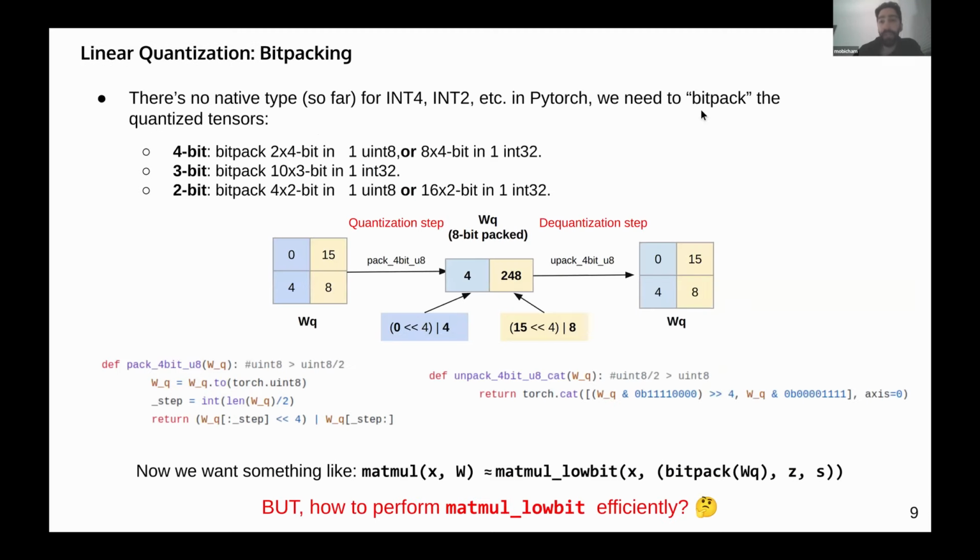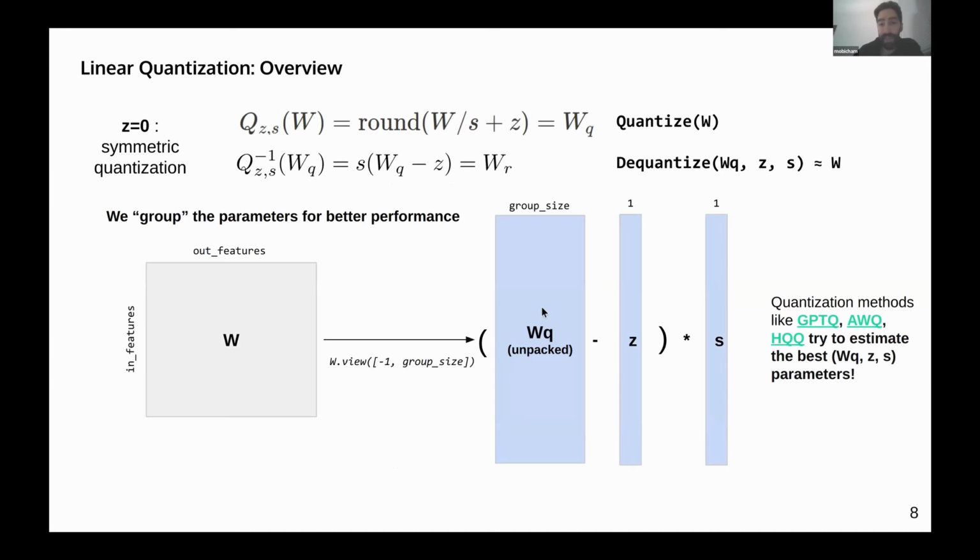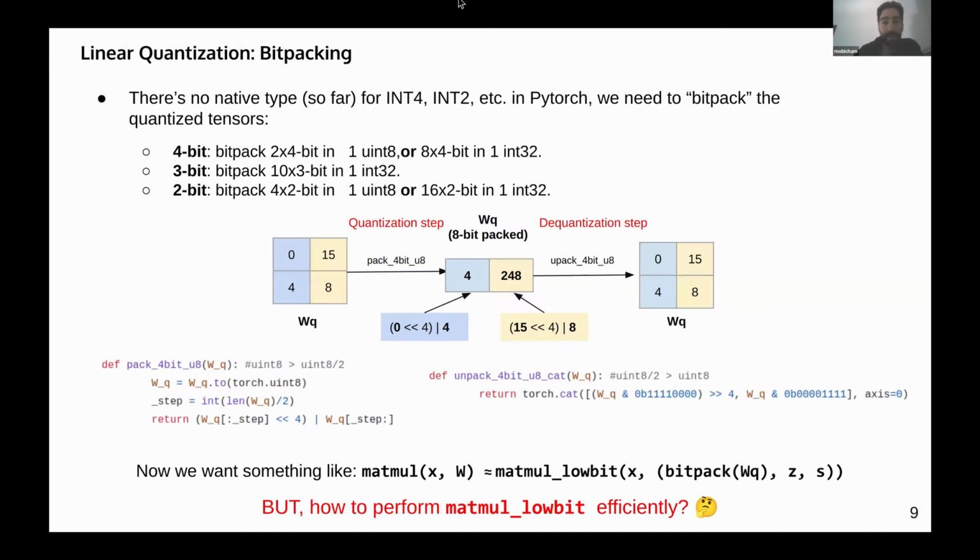All right. So once we quantize these weights and we get this WQ and Z and S, this WQ would be like FP16. If you do this calculation, it will be FP16, but we want to do int 8 quantization, right? So the values will be 0, 1, 2, 3, 4, 5 until 15 if it's 4-bit, but the data type is still FP16.